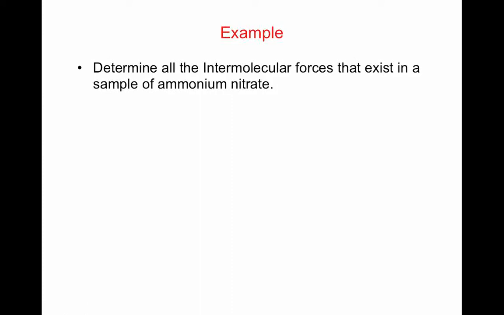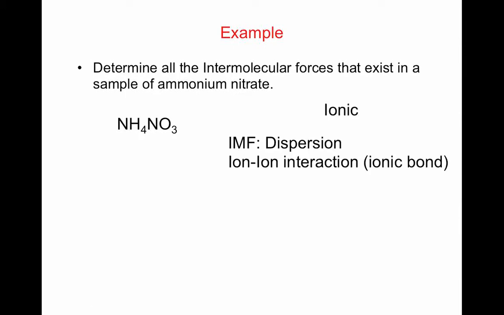The next example is ammonium nitrate. So this is where your polyatomic ions come in handy. Ammonium nitrate is NH4NO3. But even though this is all nonmetals, it is ionic because I have an ammonium ion, NH4+, and I have a nitrate ion, NO3-, so it is ionic. And so if it's ionic, and I ask about the intermolecular forces, it has the ionic bond or the ion-ion interaction, and then of course everything has dispersion forces.